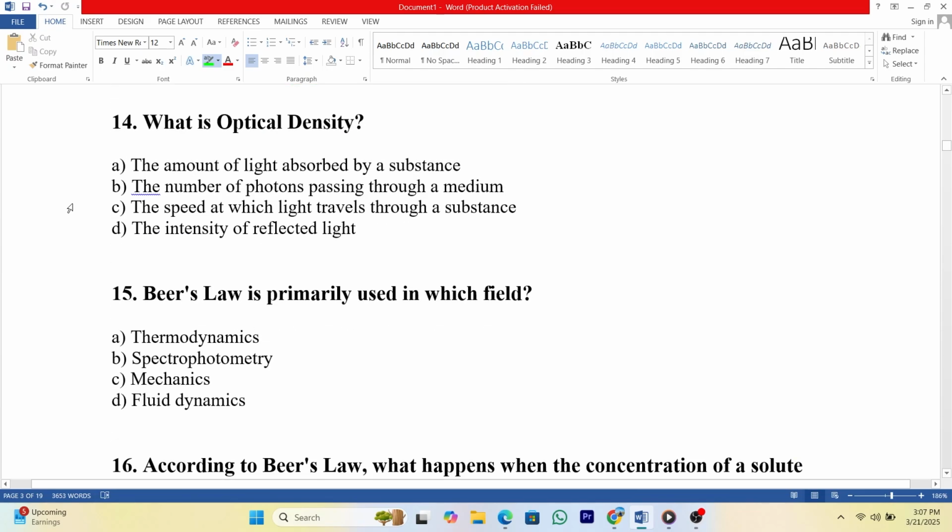14. What is optical density? A. The amount of light absorbed by a substance. B. The number of photons passing through a medium. C. The speed at which light travels through a substance. D. The intensity of reflected light. Answer: A. The amount of light absorbed by a substance.